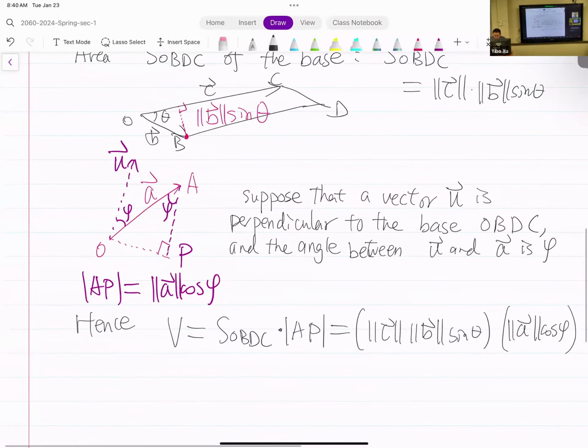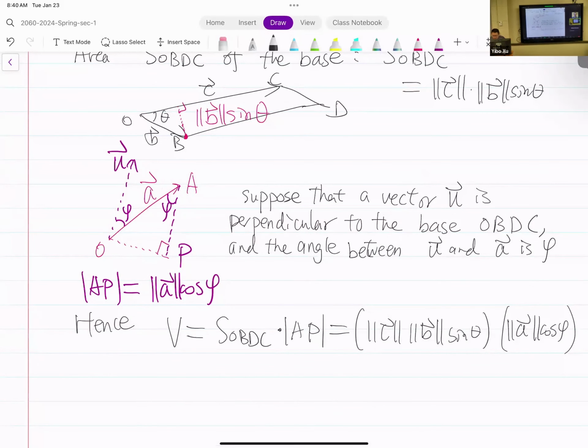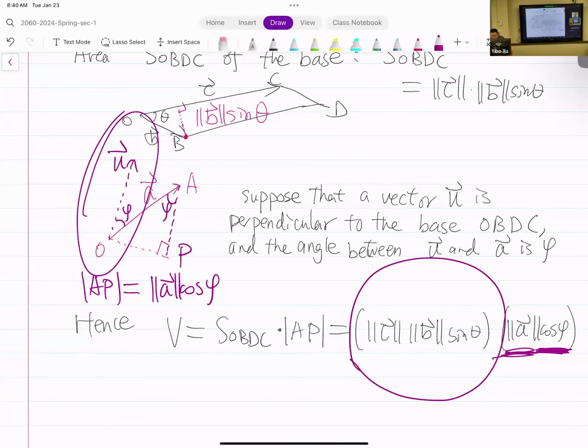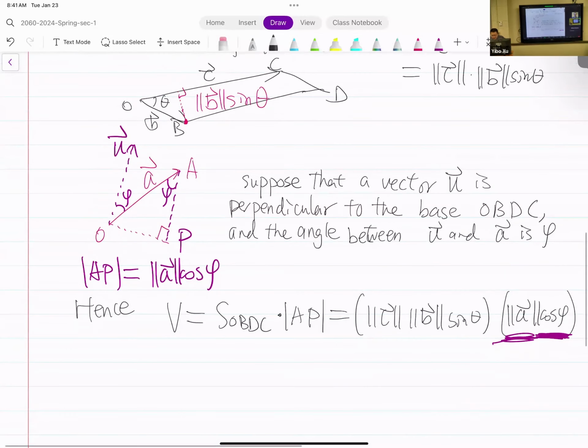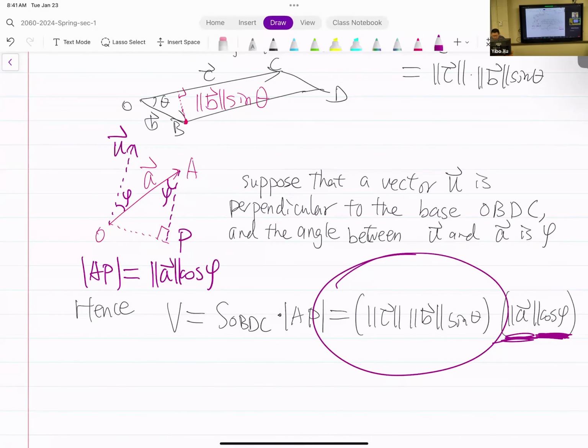Now, notice that phi is what? Phi is the angle between A and U. We have the magnitude of A, right? So we decided, okay, this is the vector A. We have a direction U that we decided is perpendicular to the base, but we haven't decided the magnitude yet. And if we decide this is the magnitude of U, then we have decided both the direction and the magnitude. Okay, so if we can get a vector U that has the first bracket here as the magnitude, that would be great.